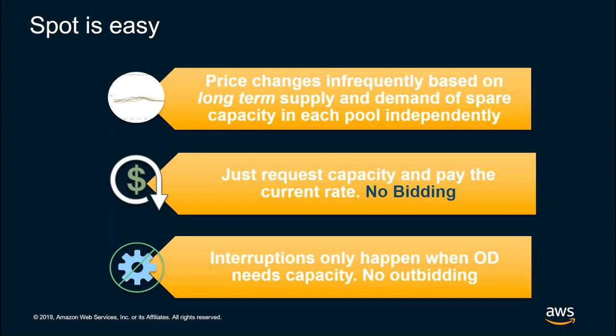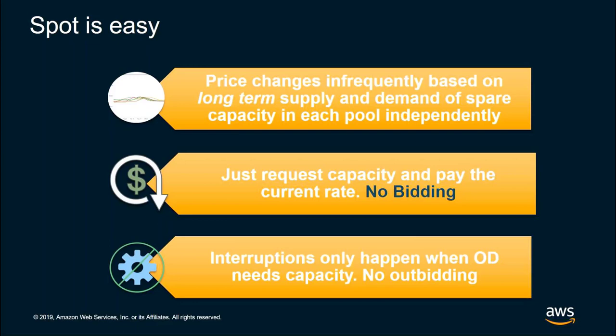Another important change from late 2017 is that there's no bidding involved anymore in Spot instances. You don't need to bid for the capacity. You just request the capacity and pay the current market rate, which again is very smooth in how it changes the price, if it changes at all. So it's important to know that bidding is no longer a part of Spot instances.